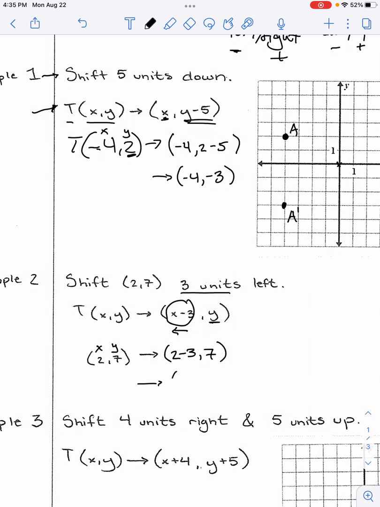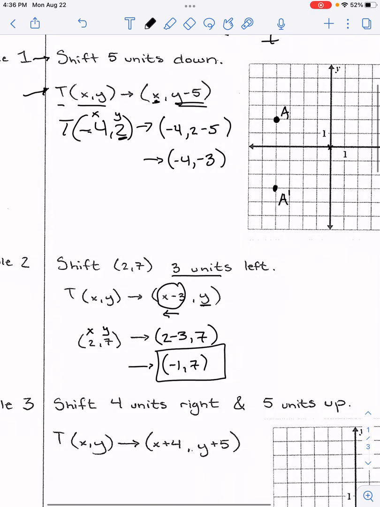We can simplify this. 2 minus 3 is negative 1. And we keep that 7. Nothing happened with that. So the image of this translation of moving 3 left is negative 1, positive 7. We're just plugging in the points and performing the integer operation from there.